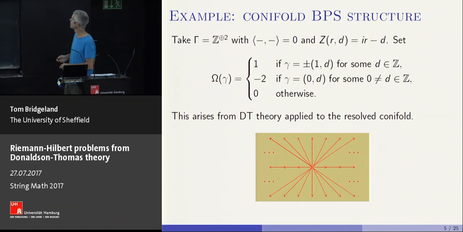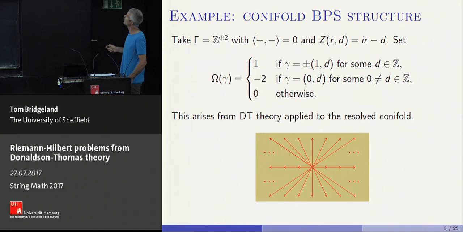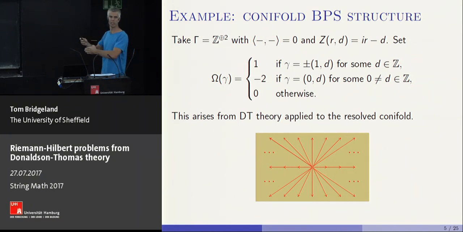So let me just give you a concrete example. This is the one arising from the conifold. I take my lattice to be two-dimensional. The form is going to be 0. That's because everything on a conifold is basically supported on the curve, and curves don't intersect on a threefold. And then I have to choose some central charge, so I've chosen it more or less randomly. And then these are the correct BPS invariants.